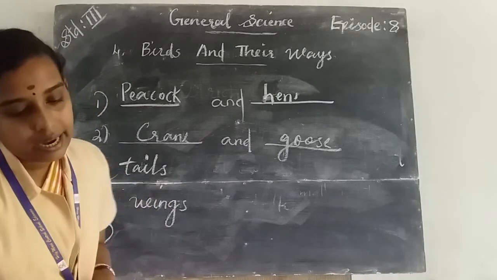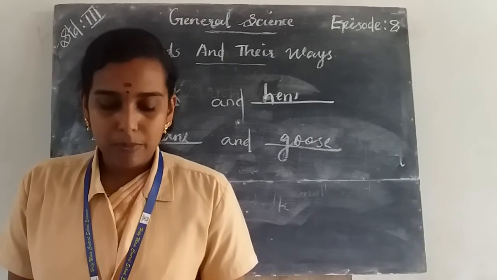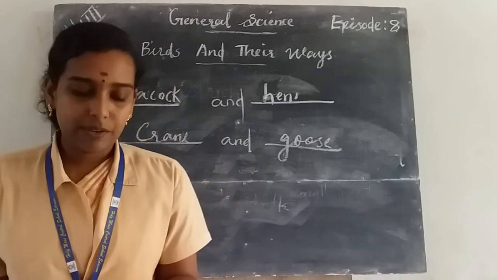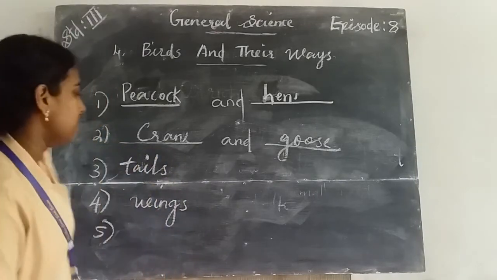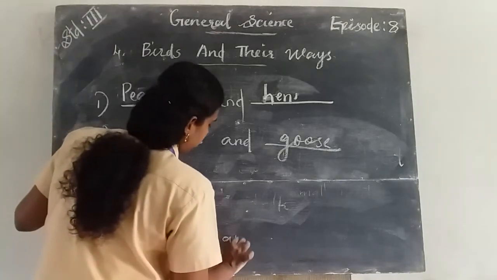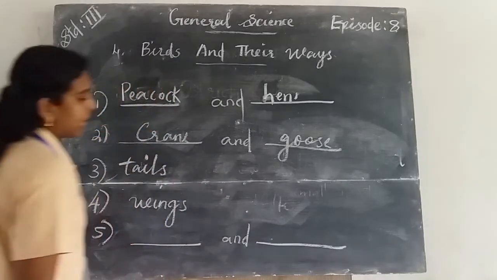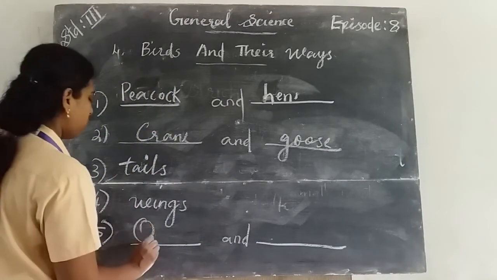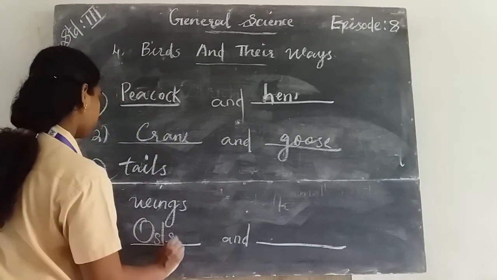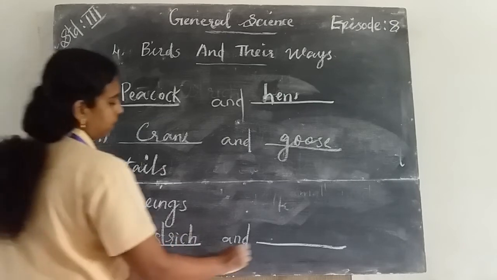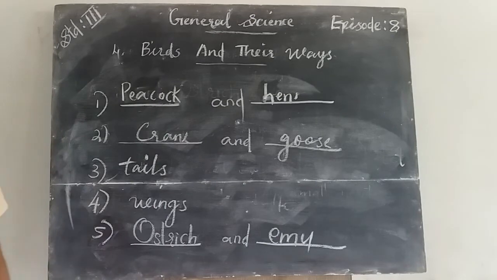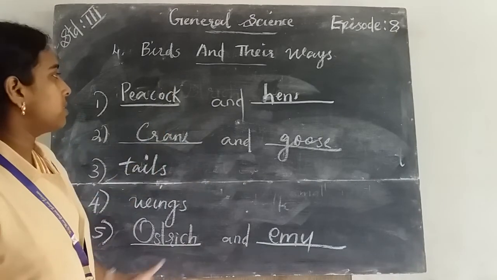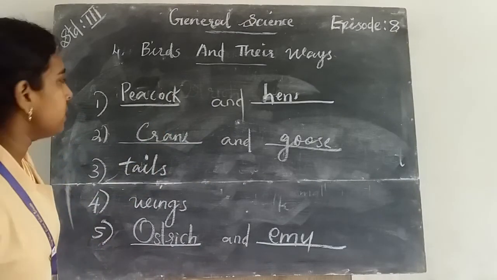Fifth question, dash and dash are examples of flightless birds. The given words, ostrich and emu, are the flightless birds. Answer, ostrich and emu are the examples of flightless birds. These are the answers for the fill in the blanks questions.